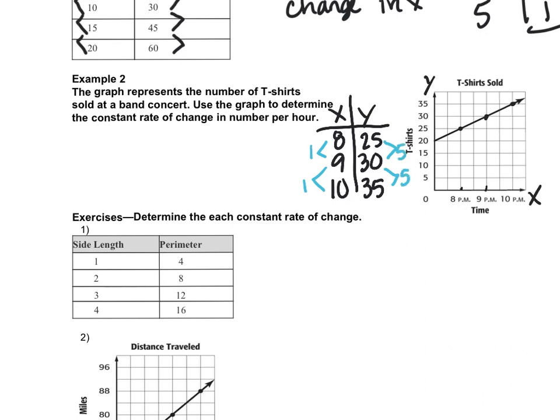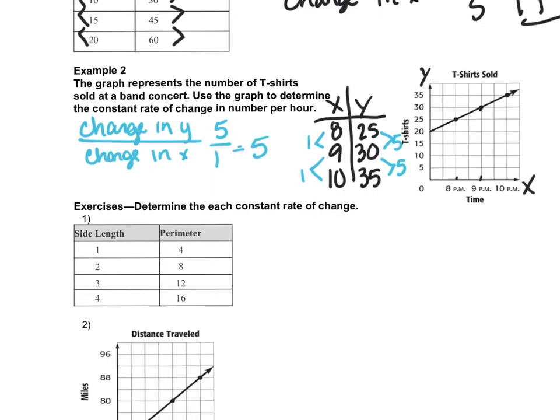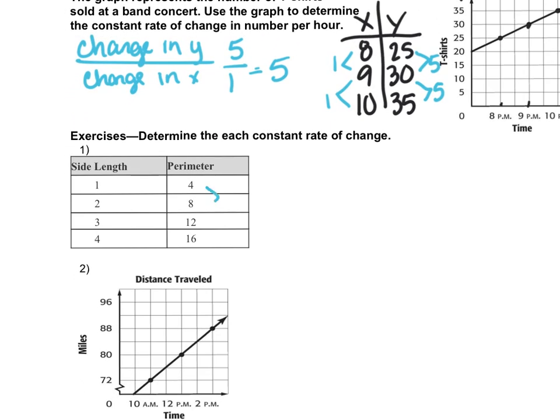Okay, so we would write it as the change in Y over the change in X, and that's going to be the change in Y is 5, the change in X is 1. So that simplifies to 5. Okay, so exercise: determine each constant rate of change. We would go from 4 to 8, which is 4, 8 to 12, 4. So this means the same thing is happening every time as long as these are equal. So we would do the change in Y over the change in X, and we would get 4 over 1 consistently, which would reduce to 4.